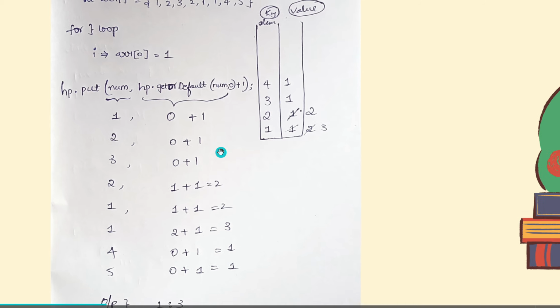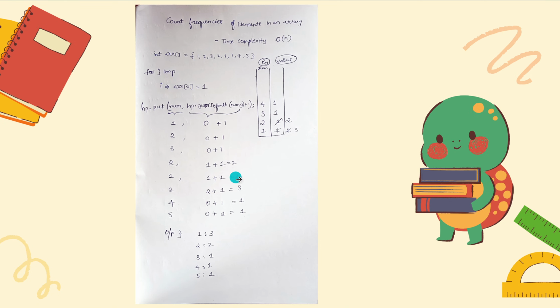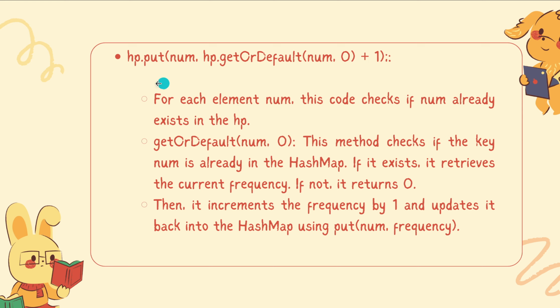That is the logic behind the hp dot get or default function. The output looks like this. I hope you got the logic. Now the theory about hp dot put num comma hp dot get or default num comma 0 plus 1. Let us understand this.